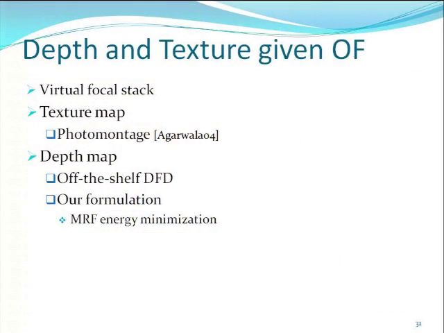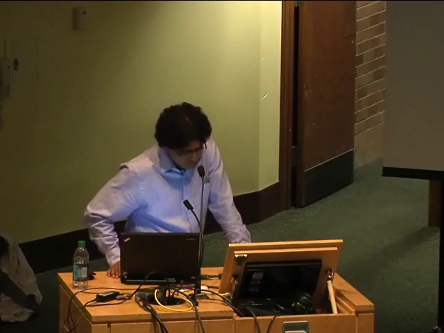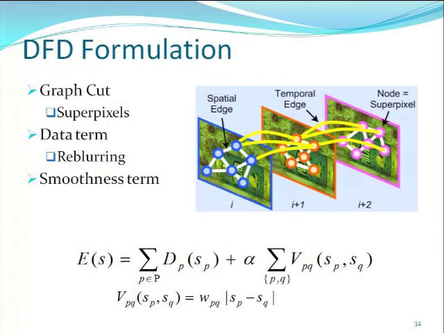So then is the depth map extraction and the extended depth of field image extraction. We create the virtual focal stack, and then the texture map can be created using the photomontage algorithm proposed by Aseem Agarwala in 2004. And for the depth map, you could pretty much use any off-the-shelf depth from defocus algorithm. Our formulation is based on graph cut on superpixels, where the data term is the re-blurring term. The smoothness term is between both the temporal smoothness and spatial smoothness.